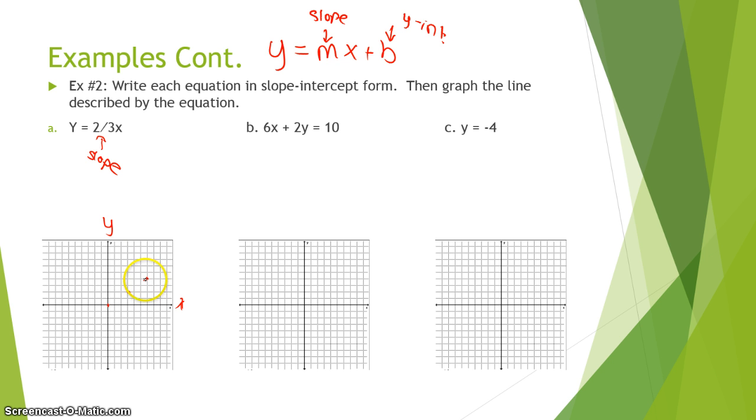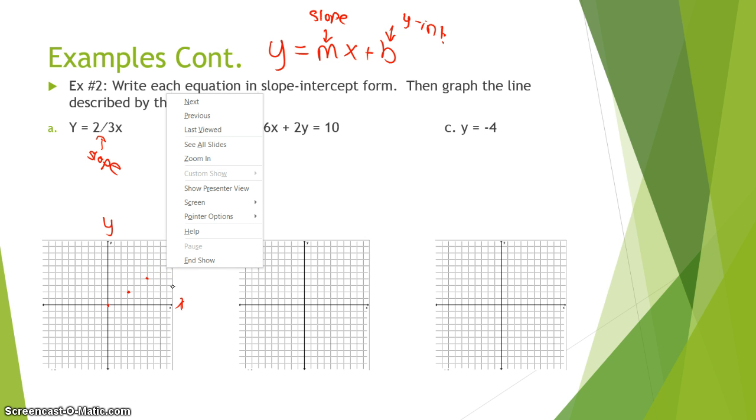I can even put a fourth point. From my third point I rise 2, I go to the right 3, 1, 2, 3, and I put my fourth point.